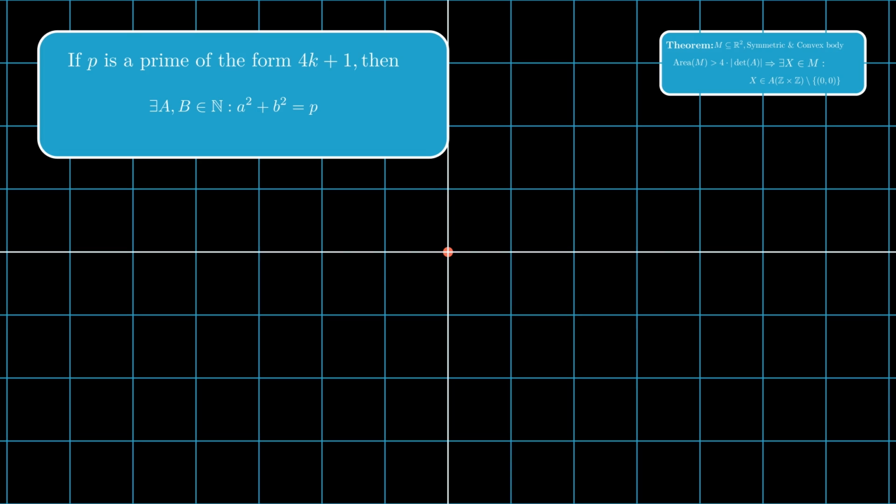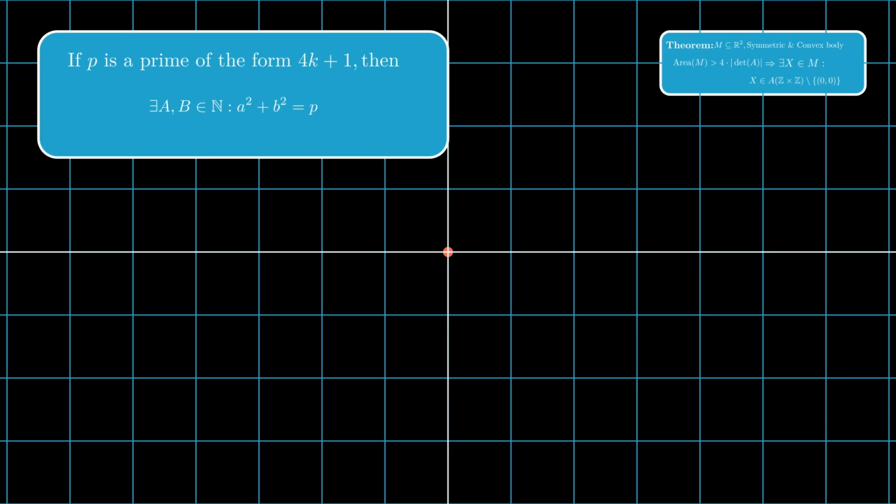sum of two squares. This is quite significant, as it can be shown that primes of the form 4k plus 3 cannot be written as sums of two squares. Try convincing yourself that that's the case. Back to Fermat's Christmas theorem. How would we possibly go about showing such a property?